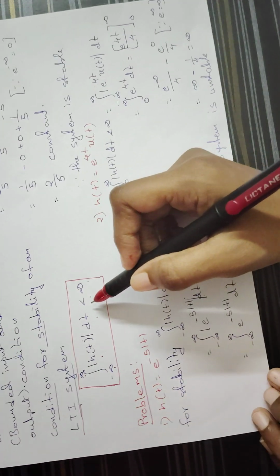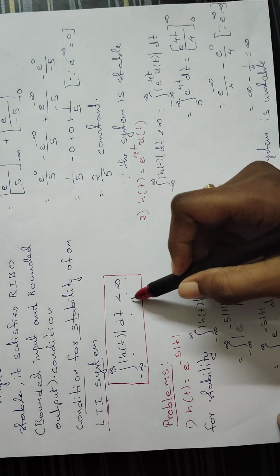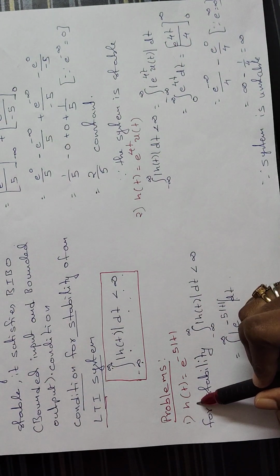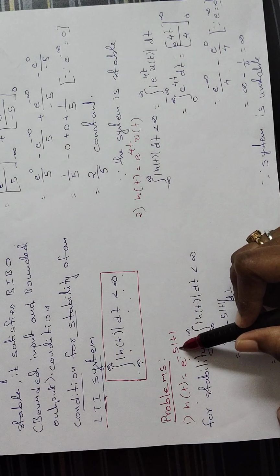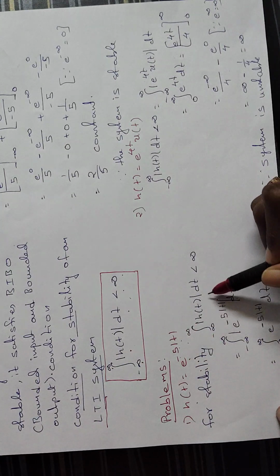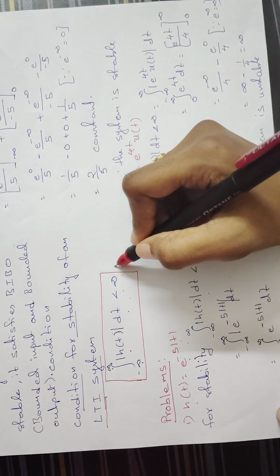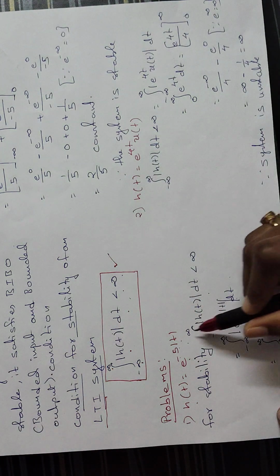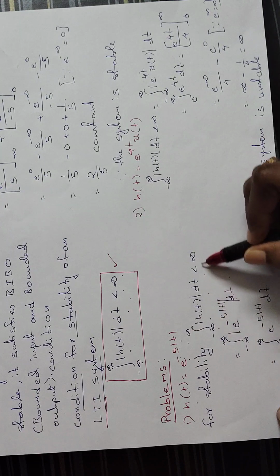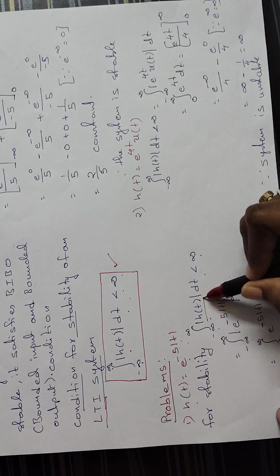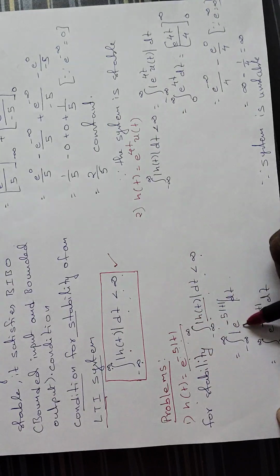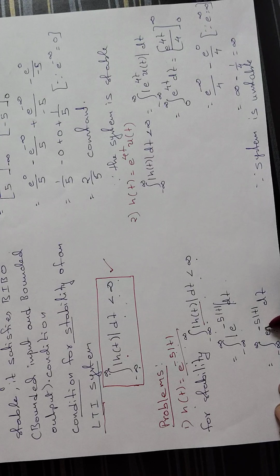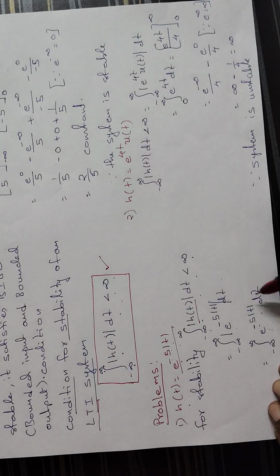Now let us see one problem on this. We have to find whether the system is stable or not. Given the system h of t is equal to e power minus 5 mod t. For stability you have to take this equation, integral from minus infinity to infinity of mod h of t dt less than infinity. So in place of h of t substitute this value. Removing the mod outside, we get e power minus 5 mod t into dt.